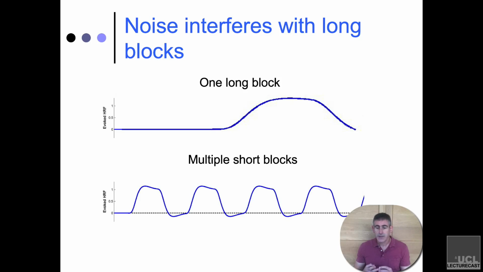So one of the properties of noise in a scanner is that there tends to be a very low frequency component, almost a linear component. So for instance, what you often see is that the noise signals will increase fairly dramatically over time, or they'll decrease fairly steadily over time. And if that's the case, then the reason that you don't want one long block of task and one long block of rest is because it's very heavily confounded with noise, right?